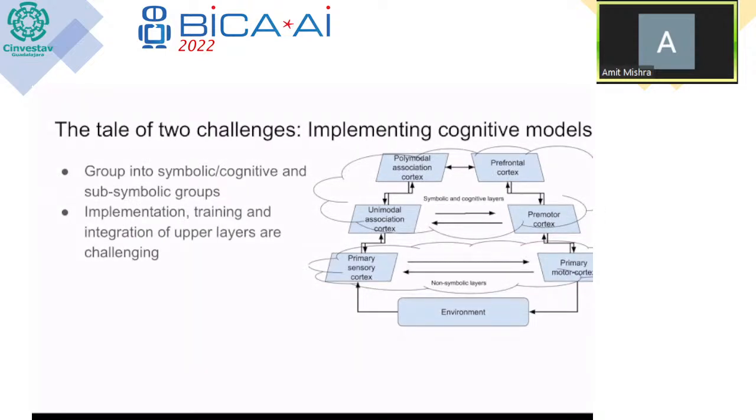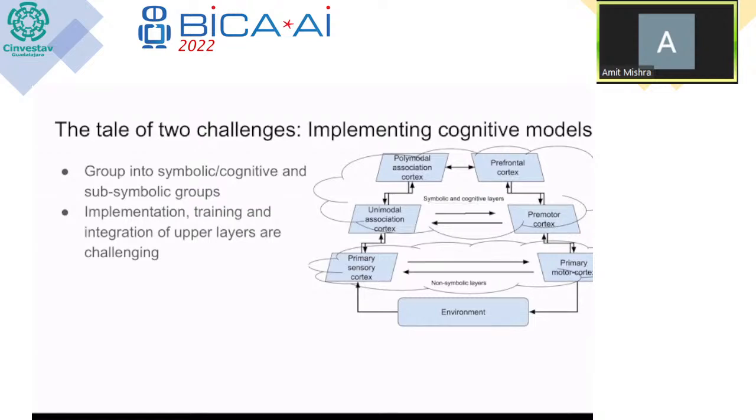Now, to break that challenge, let us divide the layers into the symbolic and cognitive layers and the non-symbolic layers. Implementation of non-symbolic layers is quite mature now, using deep learning algorithms, and statistical algorithms are also quite powerful in this. So the point is that machine learning algorithms are good enough to implement the non-symbolic or sub-symbolic layers. When it comes to the symbolic and cognitive layers, that is where things are a bit more challenging.